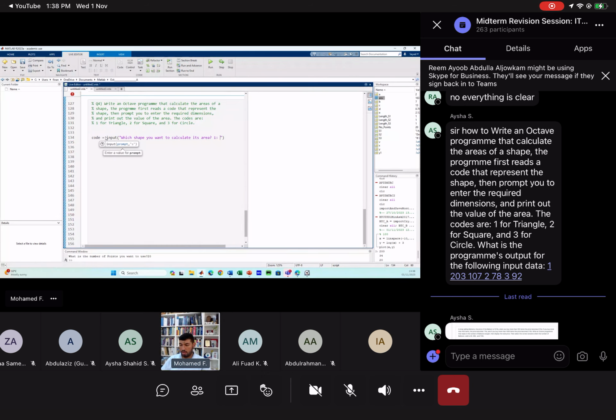1, let's just put it there. Okay. So the question is there. I'll just put /t/t. I don't have /t, so I'll just make it like this. Okay. So now I have the input, which is the code. Then prompt you the enter required dimensions.